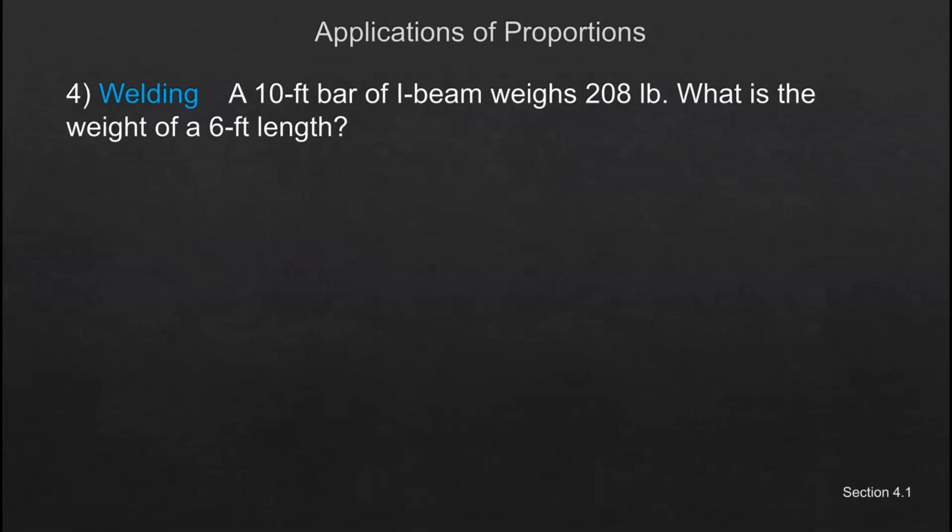All right, this is a welding problem. A 10-foot bar of I-beam weighs 208 pounds. What is the weight of a 6-foot length? Okay, so we're comparing a 10-foot length to a 6-foot length. You will actually always start out by comparing the two parts that you know and that are the same, like these are both I-beams, then setting it up that way will help you as you work with direct and inverse.